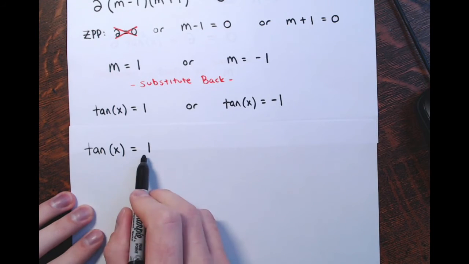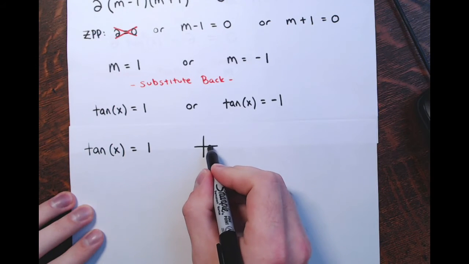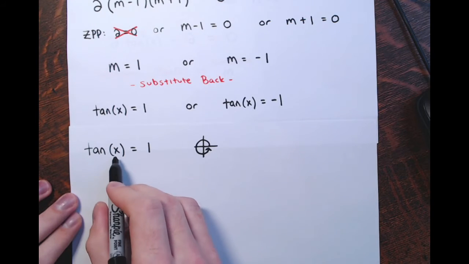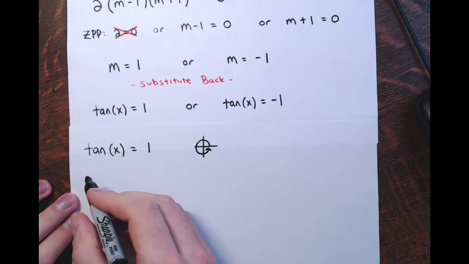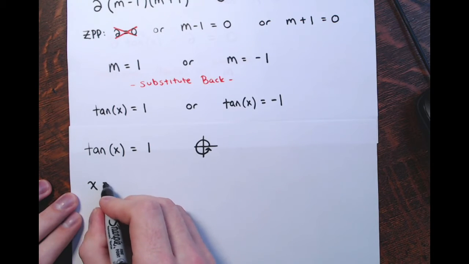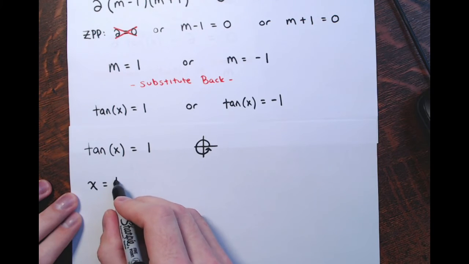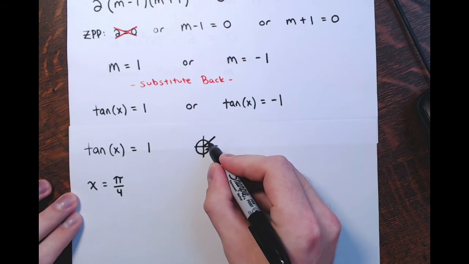Remember, I isolate the trig function, which is already done. Then I think about the unit circle, just going once around the unit circle. What angles have a tangent of 1? Well, x could be pi over 4, right, that had a tangent of 1. Pi over 4, 45 degrees.